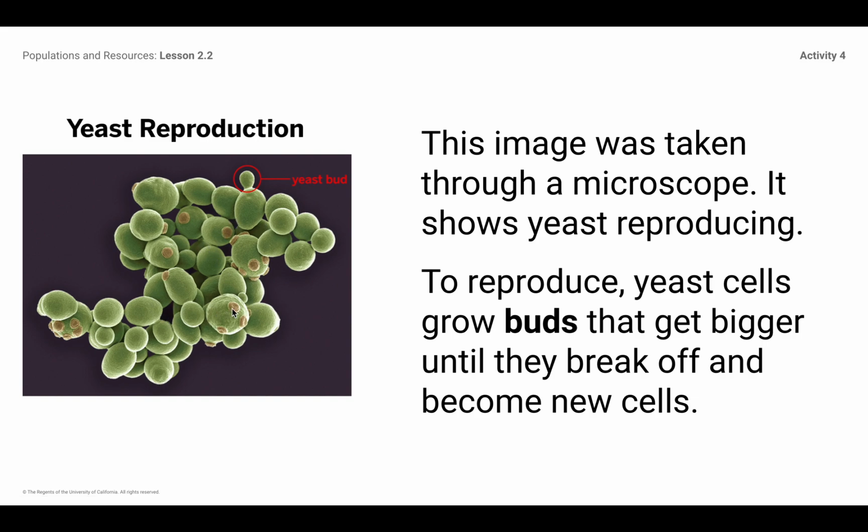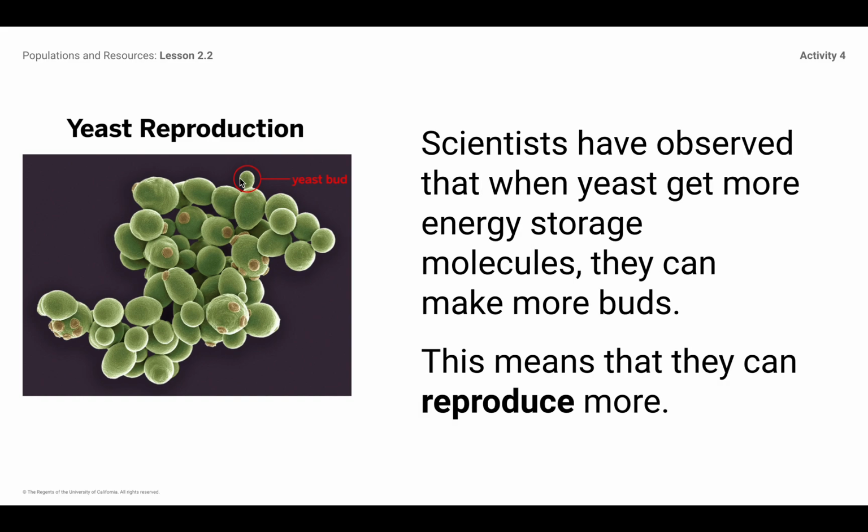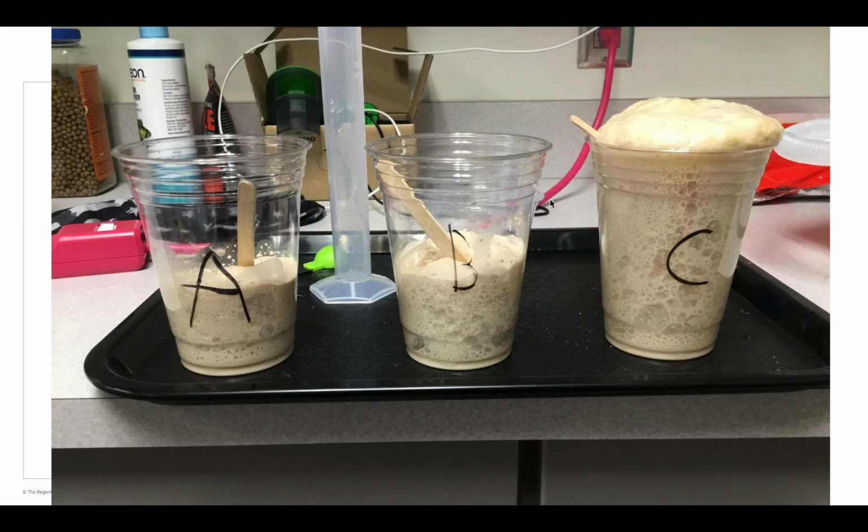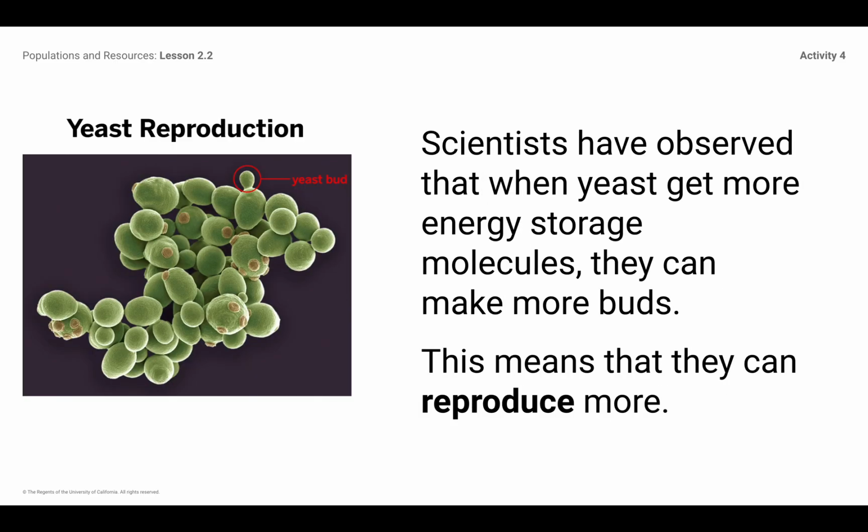So if you look carefully, you'll see these little dots on here. Those are starting to be new yeast cells, and they are growing on the cell of an existing yeast. And as it grows, it buds. So it goes like this, and then it's going to break off and become new cells. So scientists have observed that when yeast gets more energy storage molecules, they can make more buds. So that means that they can reproduce more. So the idea was that cup C had more sugar, it had more ESMs, and therefore that's why the yeast was able to produce more in cup C.